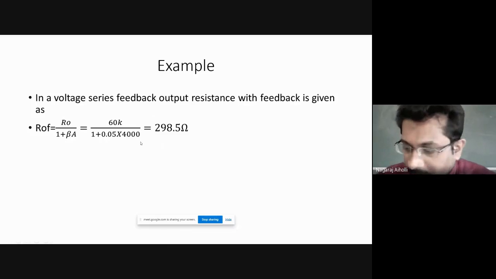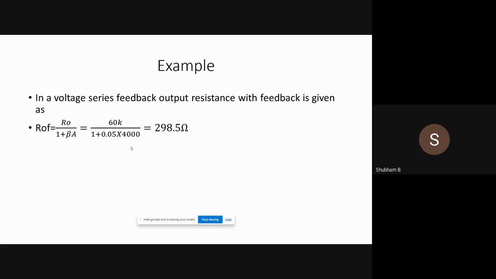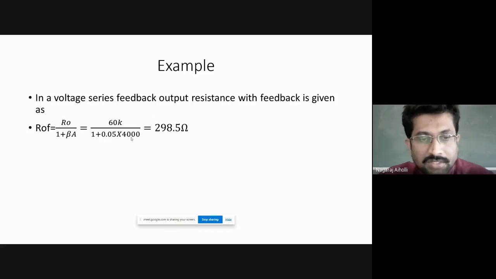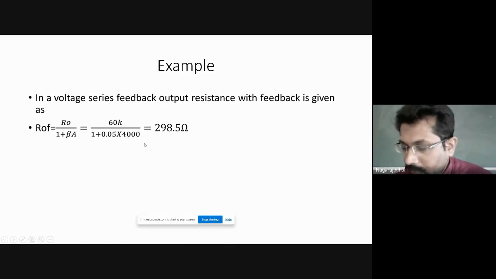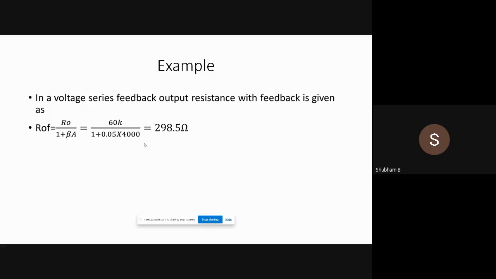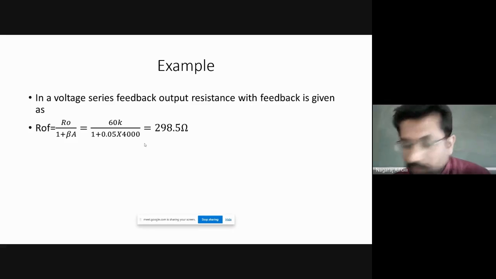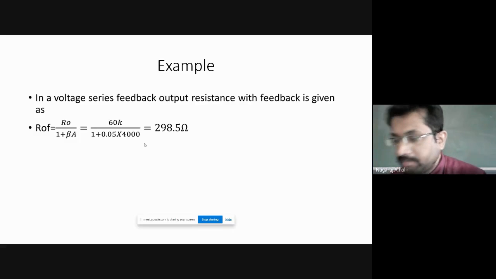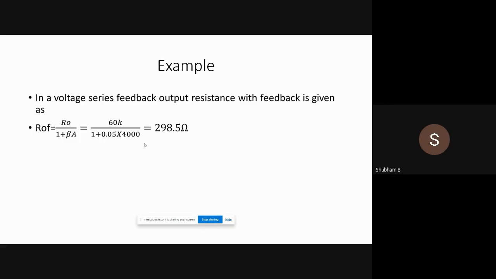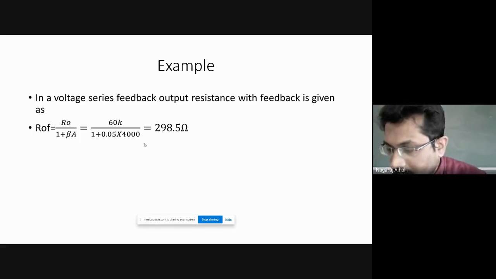Sir, it's 29.98, sir. We are getting answer. No. Check your decimal points, because 60 into 1000. First you do this 0.05 into 4000. How much you're getting? You tell me. 0.05 into 4000 is how much? Sir, 200. Do in your calci. 0.05 into 4000 is how much? Sir, 200. 200 plus 1.